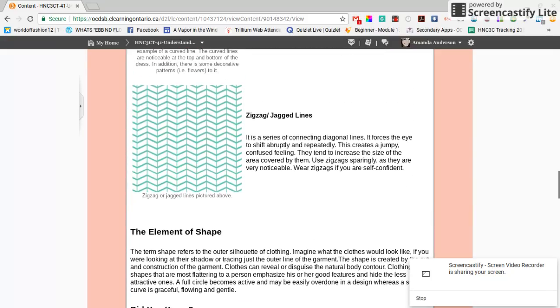Zigzag lines is the last type of line we're going to talk about. They're not vertical, they're not horizontal, they're not diagonal, they're all over the place. Zigzag lines kind of make us feel uncomfortable, and we don't know where to look. It makes us feel confused. Zigzags are usually used pretty sparingly, unless you want to make a statement, and then go for it.